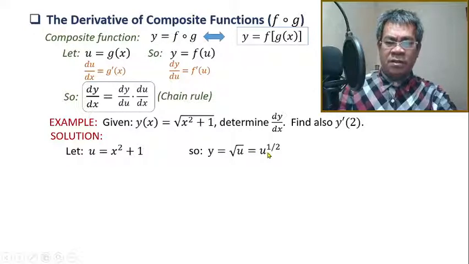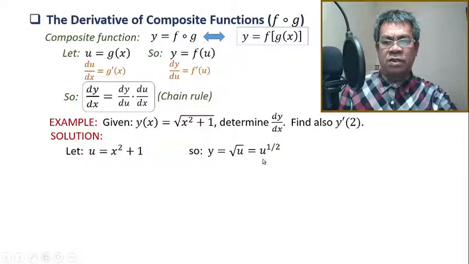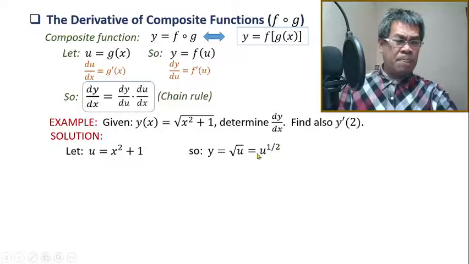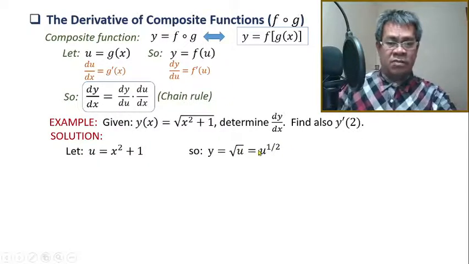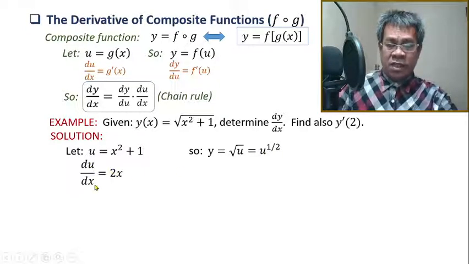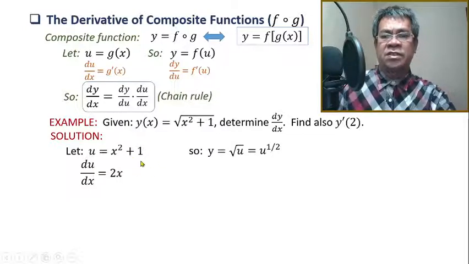By the way, the square root of u is just equal to the exponential form, u raised to 1/2. We will be using this one because when we differentiate, this will be applicable. There's no theorem for the square root, but we have the theorem for the exponential form of the radical. So we can apply our power rule. Do it. du/dx is equal to 2x. The 1 is 0, remember, the derivative of a constant is 0.